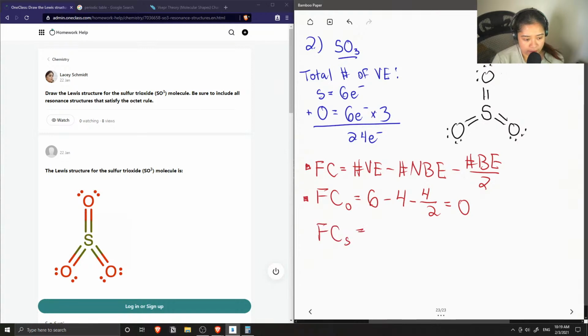So now let's do the same thing for our sulfur. Sulfur has 6 valence electrons, and there are 0 non-bonding electrons, which is 0 lone pairs. And there are 6 bonds to sulfur, so we have 12 bonding electrons divided by 2. So this also shows sulfur having a 0 formal charge. So since all of the atoms have a formal charge of 0, this is the preferred Lewis structure for SO3.